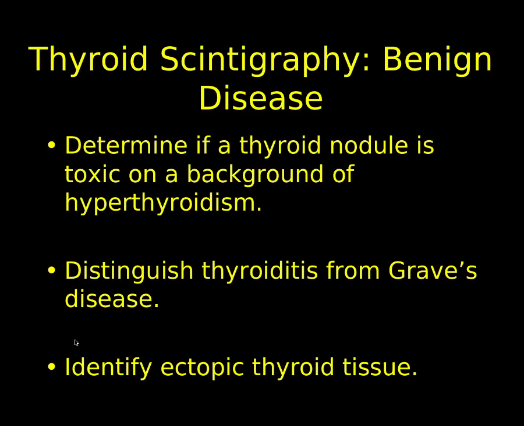The third reason why we might wish to perform thyroid scintigraphy for benign disease these days is if we want to identify ectopic thyroid tissue. As you know, the thyroid begins at the base of the tongue, and during the development of the fetus, it descends from the posterior aspect of the tongue down the midline to its final resting place in the middle of the neck. And there can be remnants of thyroid tissue left behind anywhere along this line, and occasionally a clinician will ask you to perform a scintigram to identify these.